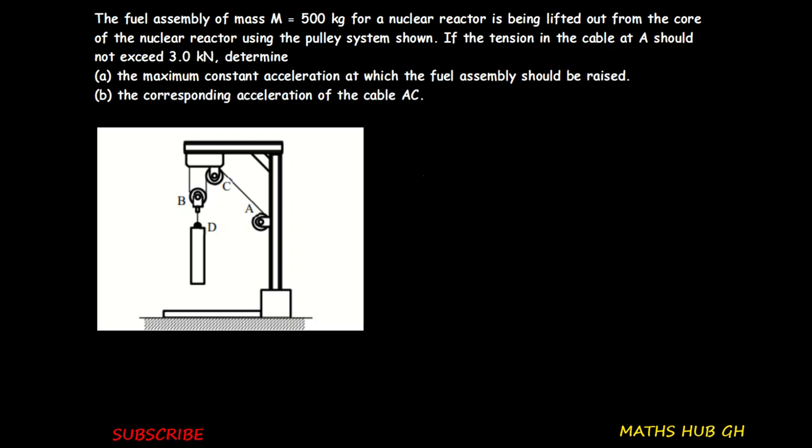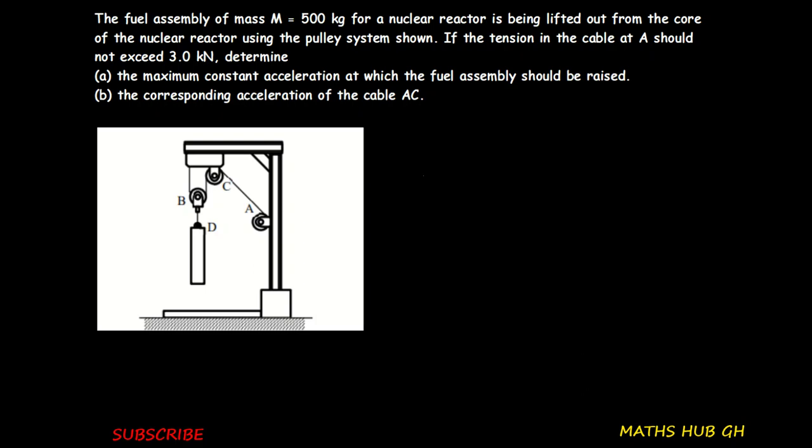In this video, I'm going to solve this question I have on the screen. The question says the full assembly of mass 500 kg for a nuclear reactor is being lifted out from the core of the nuclear reactor using the pulley system shown. If the tension in the cable at A should not exceed 3 kN, determine A, the maximum constant acceleration at which the full assembly should be raised, and B, the corresponding acceleration of the cable AC.